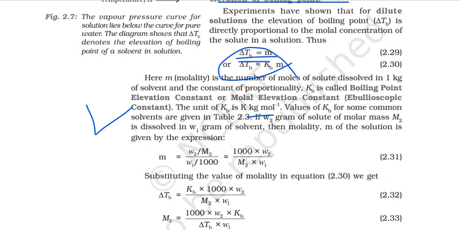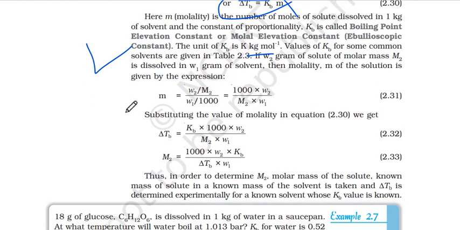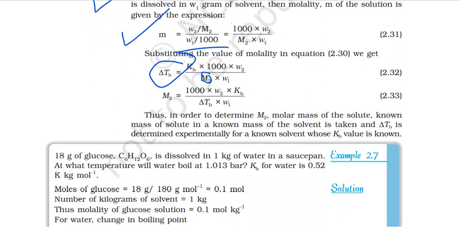Chale. Yahan pe they've shown how molality is equal to this, this, this, and you'll substitute it in delta TB wala equation, you will get molar mass from here. This simple mathematics, transpose hi karna hai. Thus, in order to determine molar mass, known mass of solute and a known mass of the solvent is taken, and delta TB is determined experimentally for a known solvent whose KB value is known.